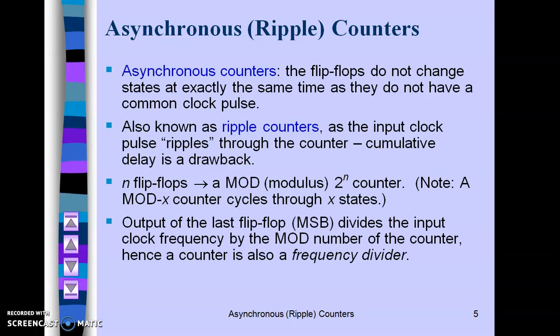So here with n flip-flops, the modulus is 2 raised to n. A mod x counter cycles through x states. The output of the last flip-flop, that is the MSB, divides the input clock frequency by the mod number of the counter. Hence, a counter is also a frequency divider.